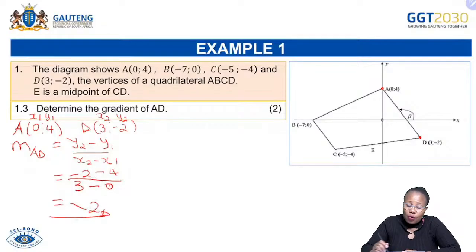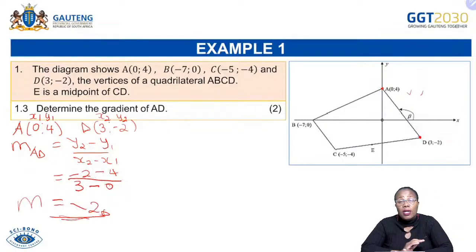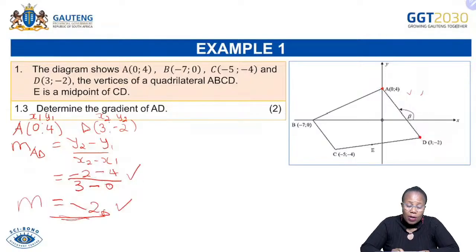Now you also compare your gradient here. The gradient is negative. Check the line, is it a decreasing line? Yes, we are 100% correct, because the gradient is corresponding with the line that is a decreasing line. The gradient is negative. Substitution into the formula, 1 mark, and your answer is another mark, which is 2 marks, grade 12.